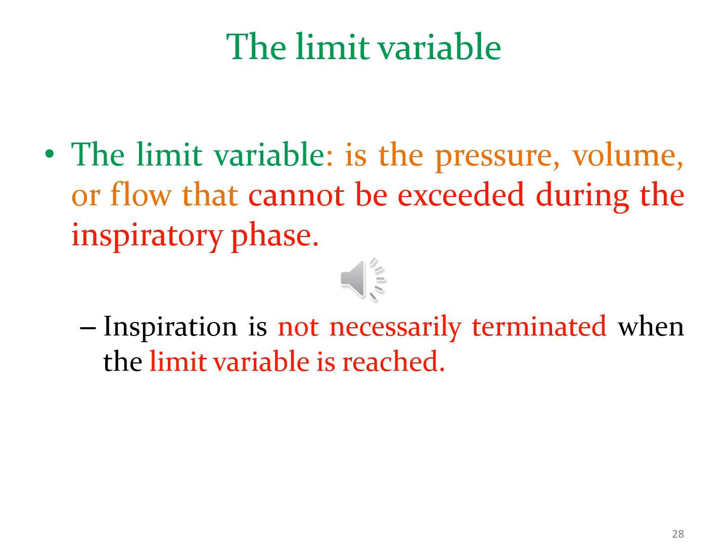The limit variable is the pressure, volume, or flow that cannot be exceeded during the inspiratory phase. Inspiration is not necessarily terminated when the limit variable is reached. Pressure-controlled ventilation is pressure limited because the pressure limit is reached before inspiration ends. For some ventilators, the inspiratory flow, inspiratory time, and tidal volume are set separately. In this case, the ventilator is volume limited because tidal volume is delivered before inspiration ends.